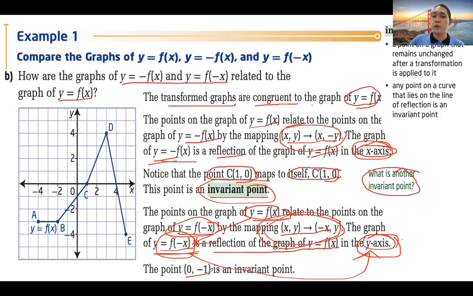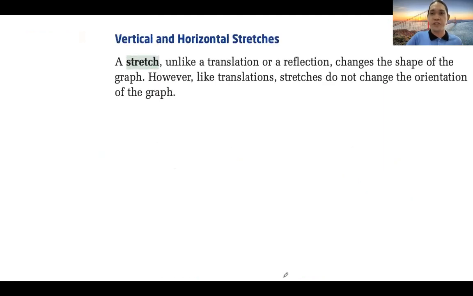So the point (0, -1) is an invariant point. Why? Because after the reflections that we've done, it never changes. So that is what we call an invariant point. So now I hope, and I guess, we are done with this.